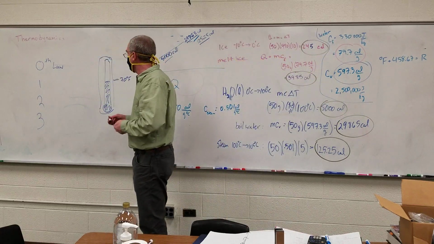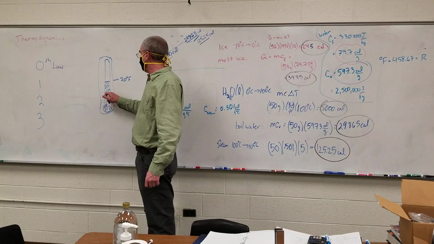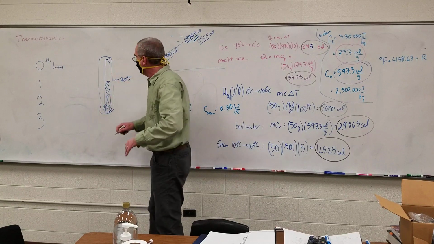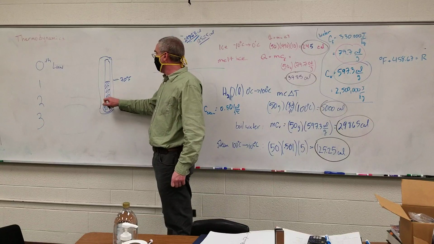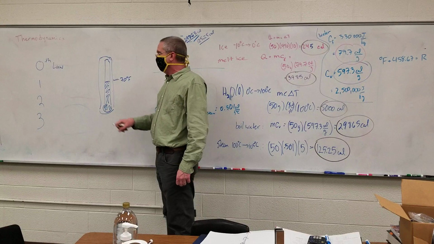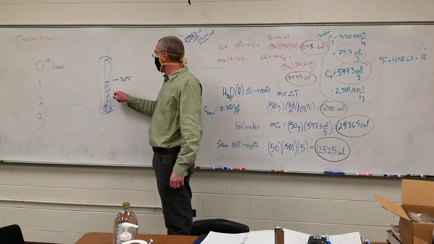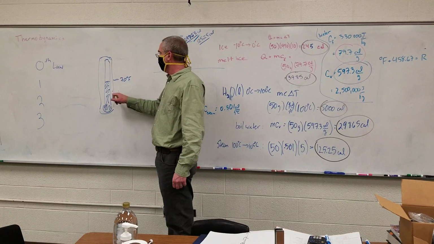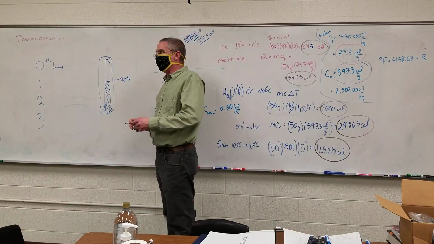All right, so here's the zeroth law. It basically says that if it's in thermal equilibrium, which means the temperature's not changing, that if this is in thermal equilibrium, it is the same temperature as the glass that surrounds it. If the glass is in thermal equilibrium, it's the same temperature as the air around it. So therefore, this would be the same temperature as the air around it.